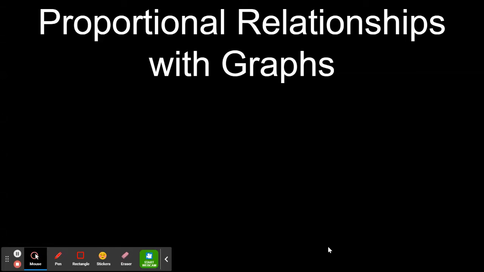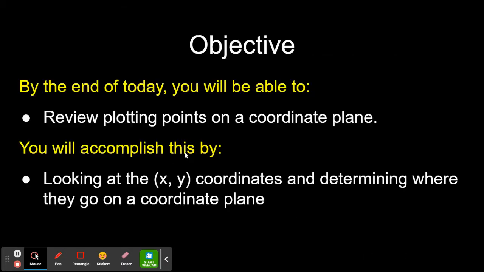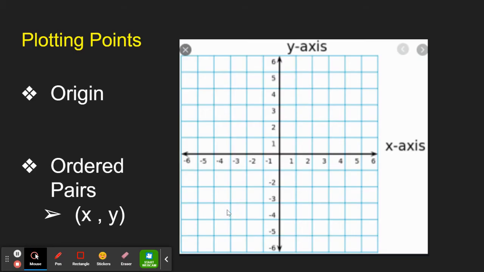All right, yesterday we looked at how we could determine if a relationship was proportional by looking at a table. Today we're going to look at how we can determine if a relationship is proportional by looking at a graph. Okay? So by the end of the day, you'll be able to review plotting points on a coordinate plane. We're actually only going to spend a brief moment on that, and then you'll be able to determine if a graph is proportional. Now, just as a reminder, here is our coordinate plane.